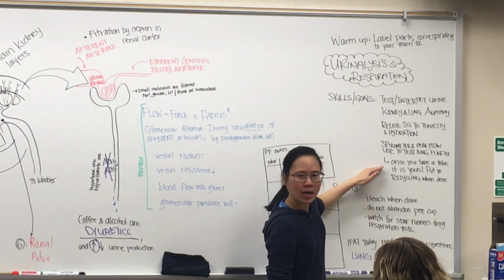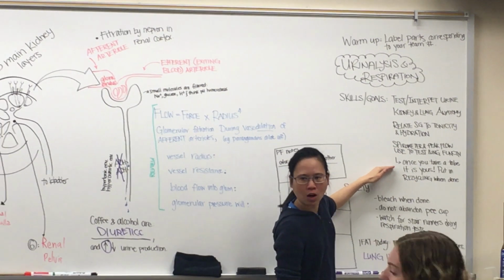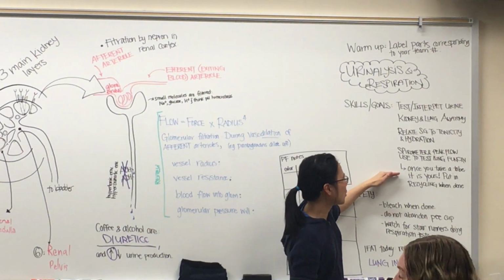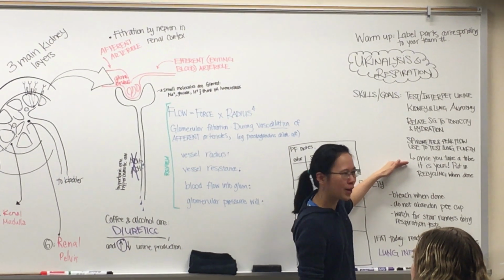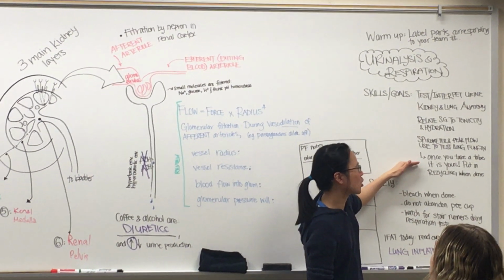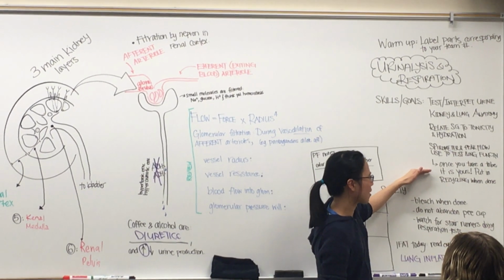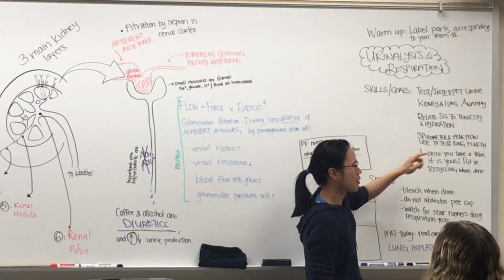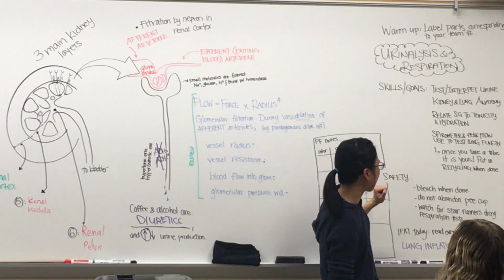Notice that in your blue or red cups, there are some cardboard tubes. Once you take a tube, it is yours. If it falls on the ground, it is yours, okay? So please don't cross-contaminate. Once it comes out of the cup, hang on to it. Once you're done, you can put it in the recycling, okay?